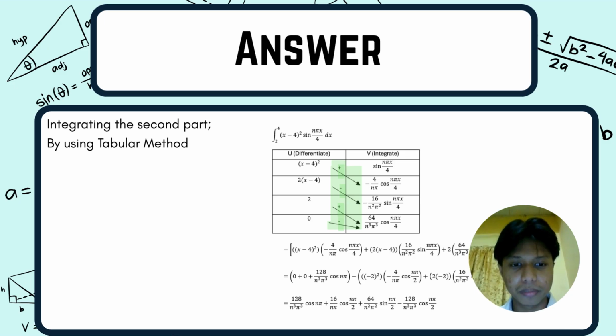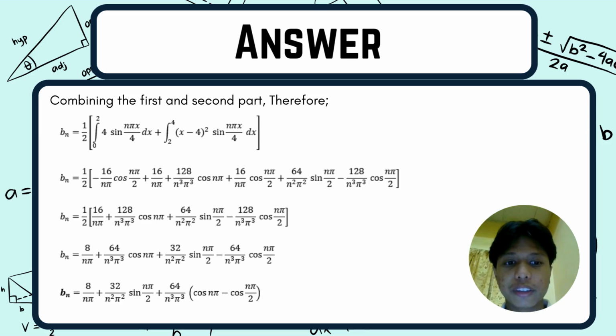After combining the first part and second part, therefore we get Bn equal to 8/(nπ) + 32/(n²π²) sin(nπ/2) + 64/(n³π³) in bracket cos nπ minus cos(nπ/2).